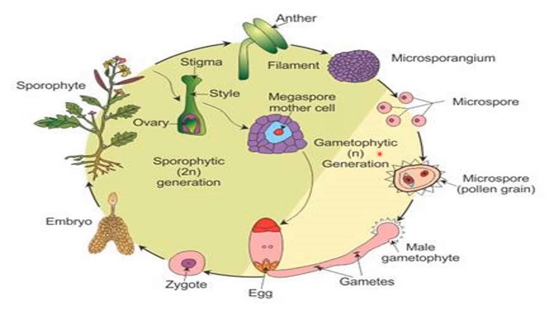This pollen grain structure is called the gametophytic phase, gametophytic generation, and this is N. N means haploid. These microspores and pollen grains both come under the gametophytic generation, because these microspores have been formed from the meiosis division, and these are haploid in structure. That's why we are calling it gametophytic generation, right?